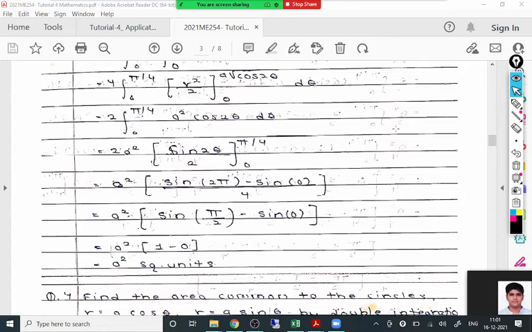Anyone have a doubt in question 3? Is there a doubt in question 3? No, sir. No doubts. Okay, good.